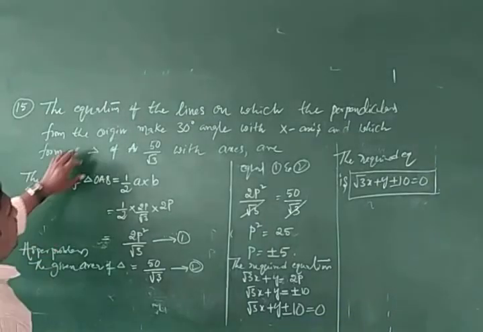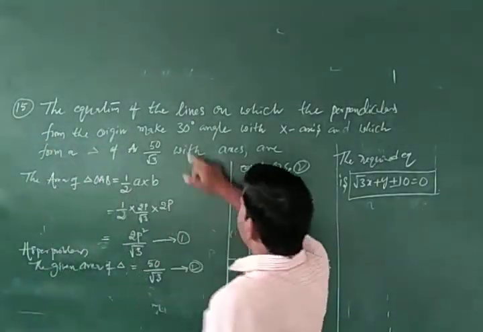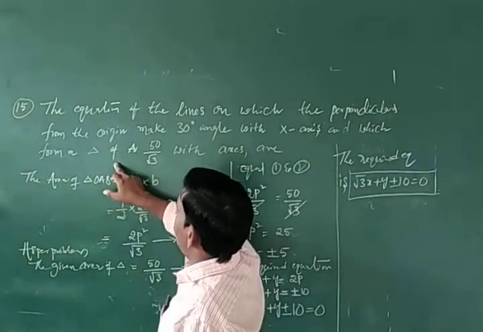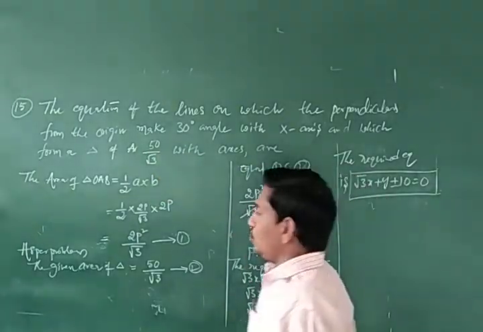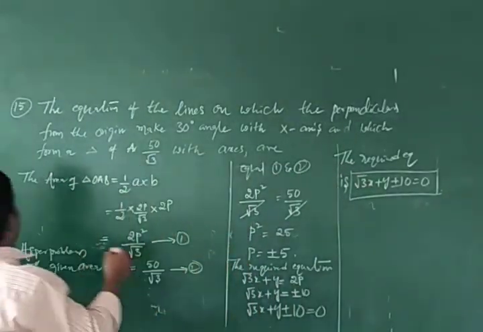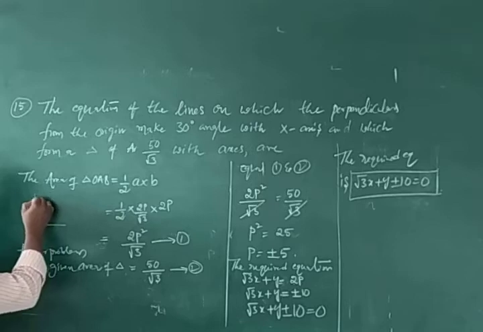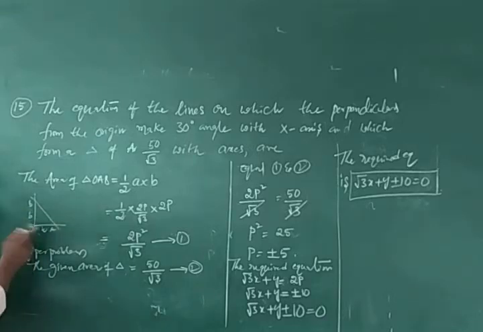The equation of the lines on which the perpendicular from the origin makes a 30 degree angle with the x-axis and which form a triangle of area 50 by root 3 with the axes. So we have to draw a diagram like this, the diagram we discussed previously. OAB, this is A, this is B. First of all, we have to find out A and B.